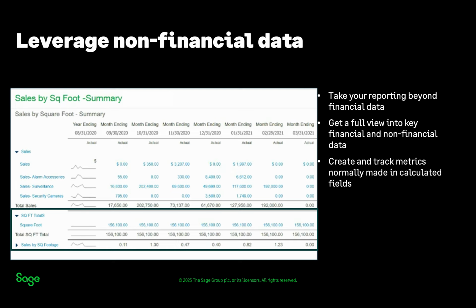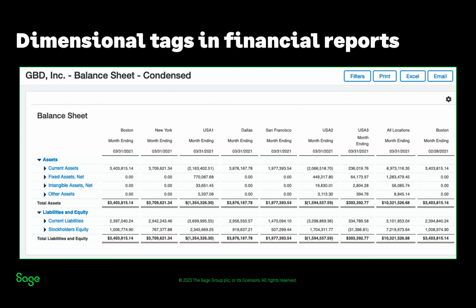This gives you full insight to have the key metrics you need to make informed decisions to meet your business goals. Dimensional tags also offer powerful ways to organize and build your reports. A popular pre-built dimension on Sage Intacct is entities, which gives you key insight into the financial health of each of your major entities as shown here.